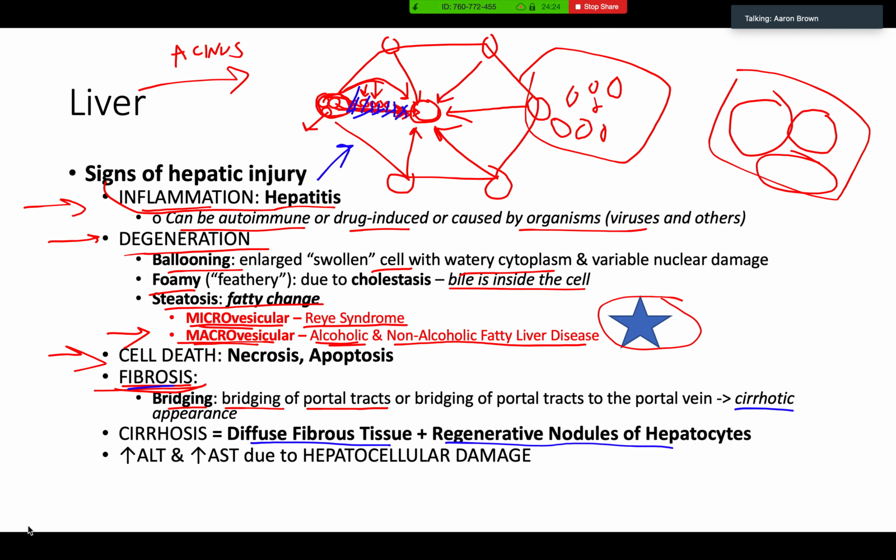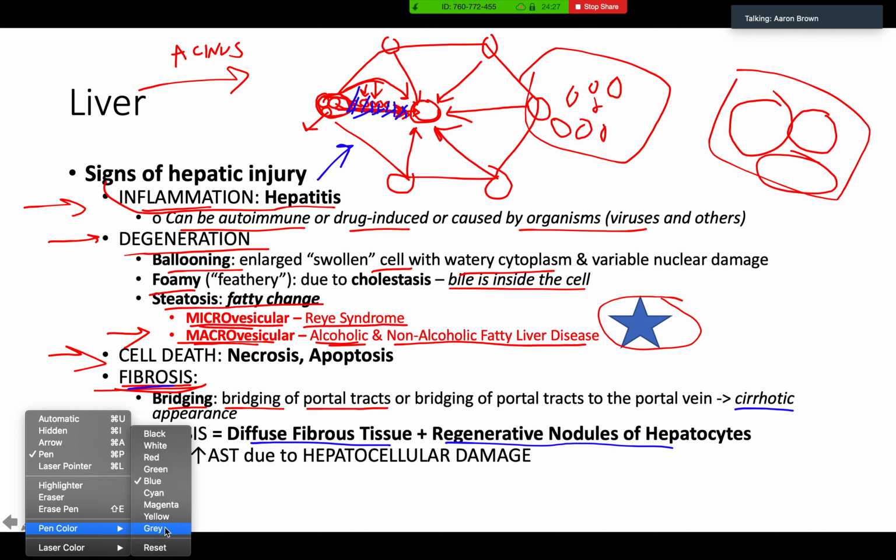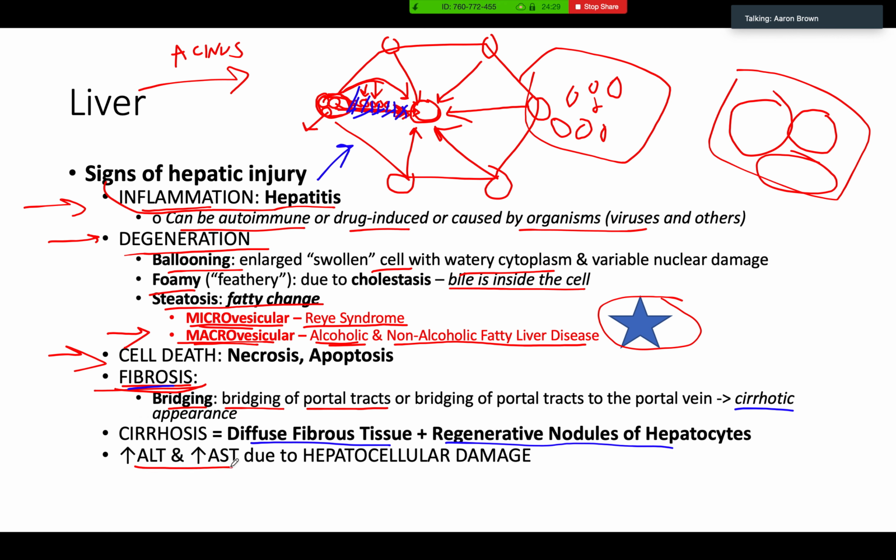In any of these conditions, you will have an elevation of ALT and AST. However, depending on the cause, the elevation will be different, right? I'm sure you've heard this before. The ratio of ALT to AST is going to sort of point you in the direction of what the cause is. For example, if the AST is 2 times the ALT, that clues you in that your patient may have alcoholic hepatitis.